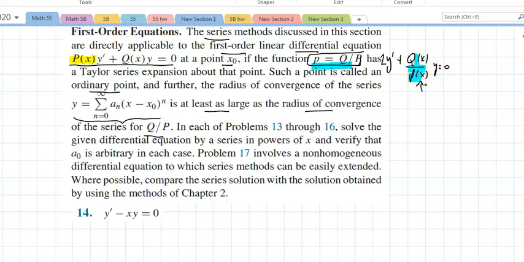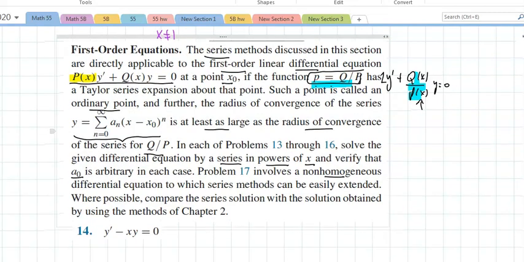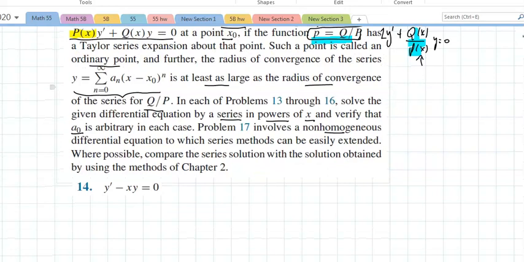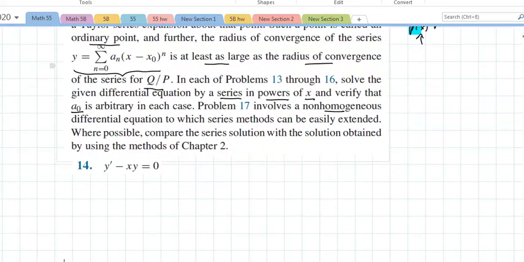In number 13 through 16, solve the given differential equation by series in powers of x and verify that a sub 0 is arbitrary in each case. Problem 17 involves a non-homogeneous differential equation, and we're not going to go that far. I just want you to get a feel of what this is, and that's what we're going to start with on 5.2, 5.4, 5.5, and chapter 10.